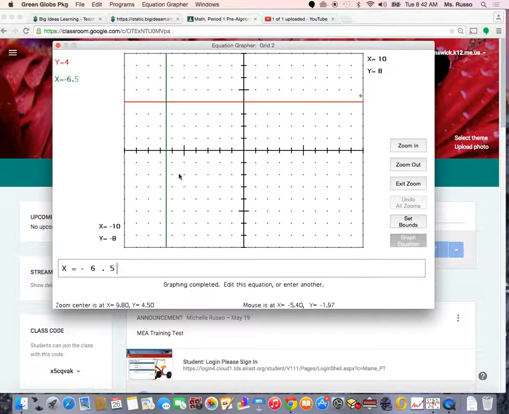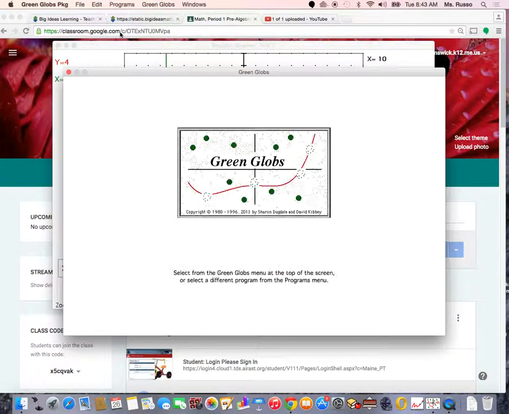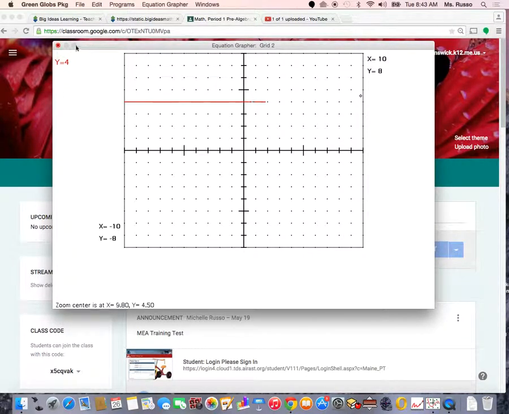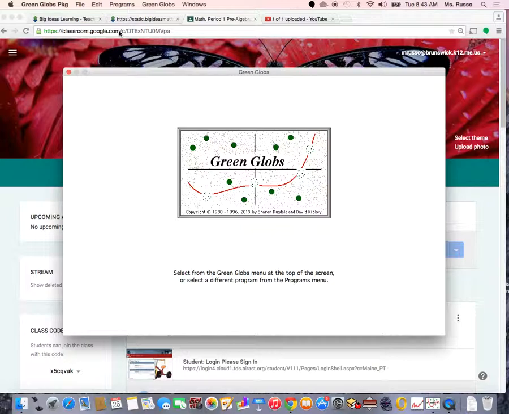to help us learn more about these equations and the forms they take. So what you're going to do now is we're no longer going to do equation grapher. You're going to go back to programs. And I want you to click on green globs. So you go up to programs near the menu bar, and you're going to click on green globs. You can click out of equation grapher if that's really slowing you down. Click out. Programs, green globs. Okay. So we are here now, hopefully.